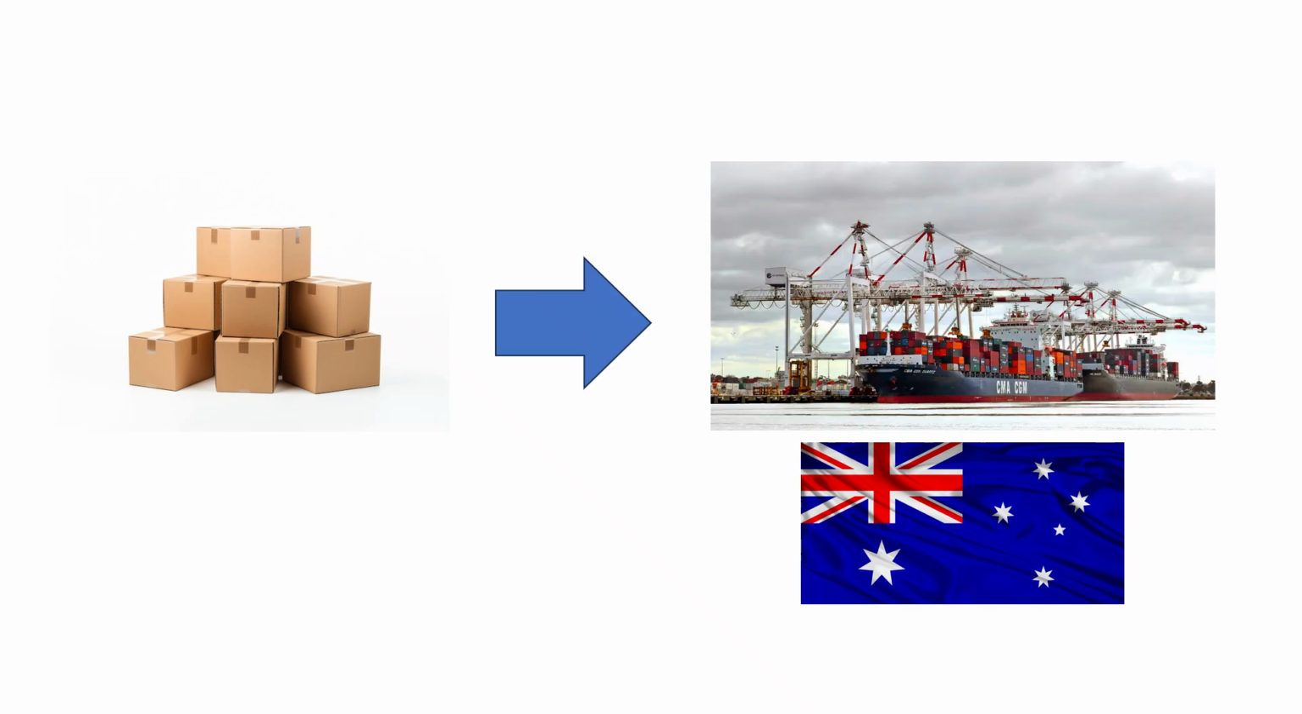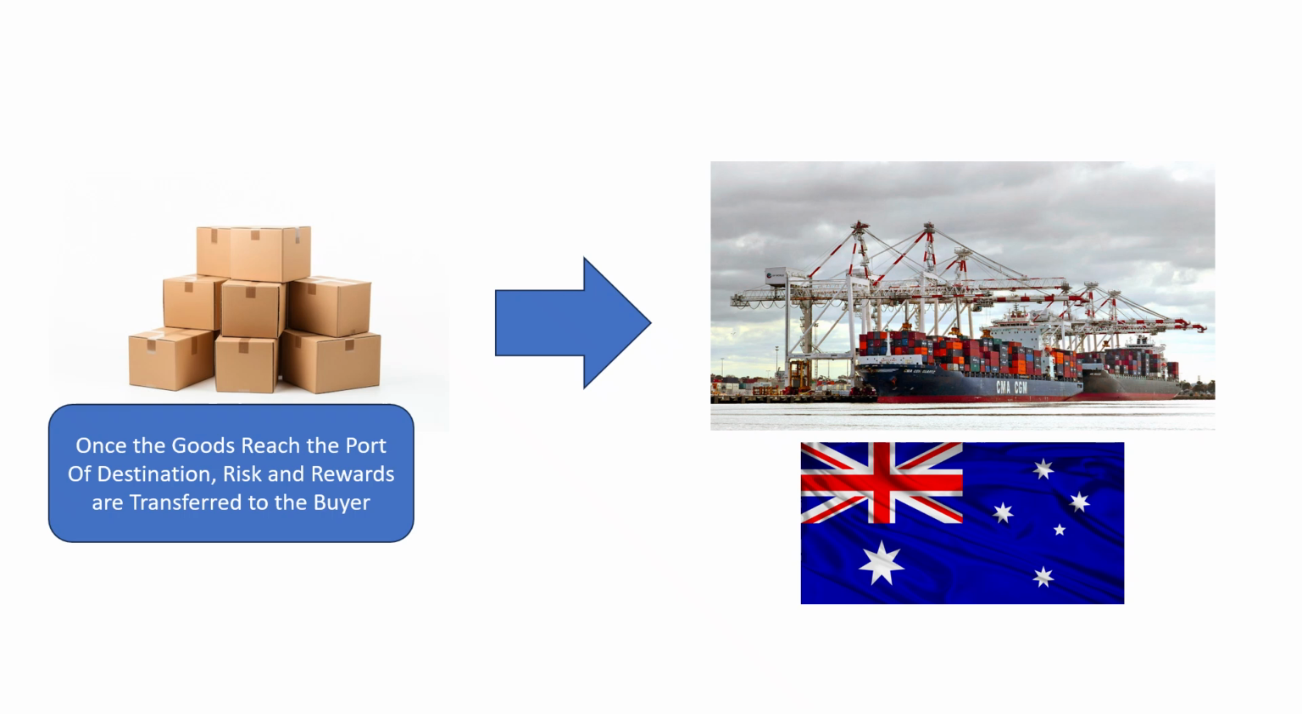So the deal is this. Once the goods reach the port of destination in Australia, the goods, or the risk and rewards that are associated with the goods, are transferred to the buyer in Australia. And let's say the date is 1st of June 2025.